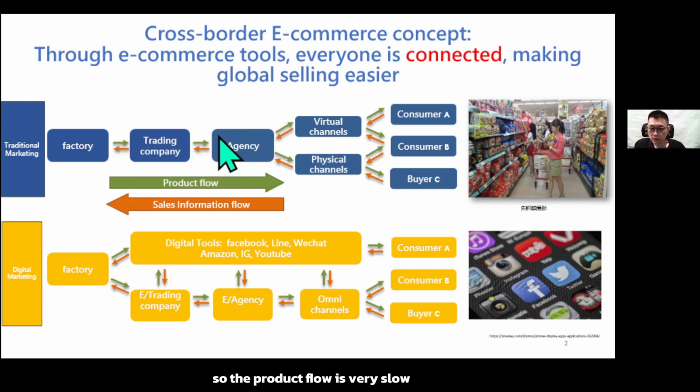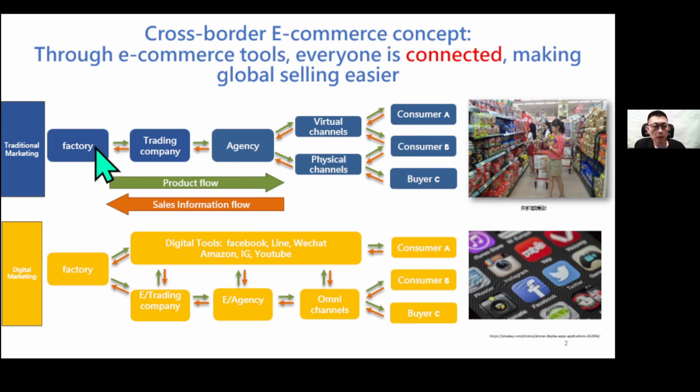So the product flow is very slow and the inventory level is very high because they don't know which product is popular, will be popular, or they have to keep the inventory. And the information: what kind of product is popular, why the consumer wants this product, and when to order new product, when to sort out all the inventory. All this information comes from the end of the supply chain, from consumer to channel to agency to trading company. Also, it takes a lot of time for the information to pass back to the factory.